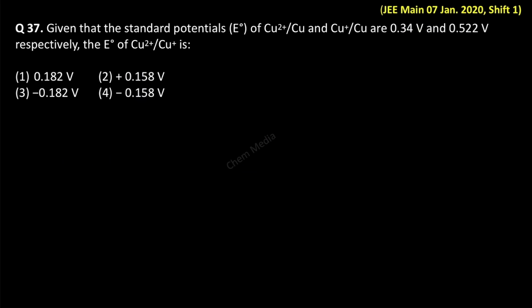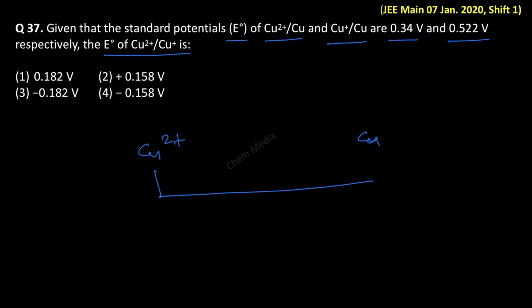Given that the standard potentials E naught of copper 2 plus becoming copper and copper plus becoming copper are 0.34 volt and 0.522 volt respectively, the E naught of copper 2 plus becoming copper plus is how much? If copper 2 plus has to become copper, we require 2 moles of electrons, isn't it? So therefore, the N value is equal to 2 here, and for that the E naught value is given as 0.34 volt. If copper plus has to become copper, for that we require only 1 mole of electrons.